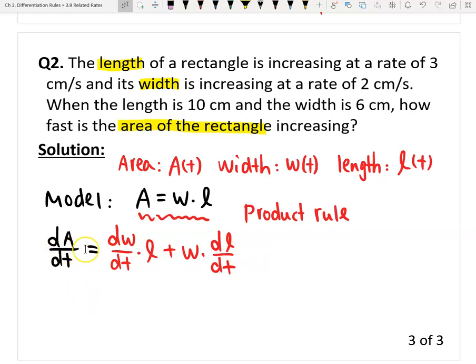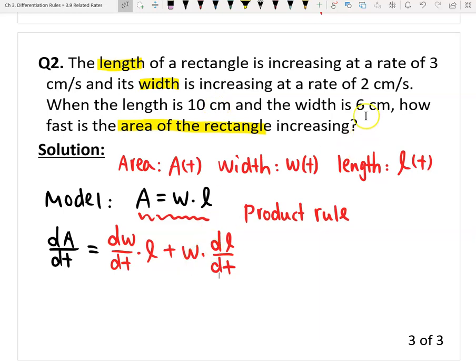Now let me go back to the third step, which is to resolve this equation. Can you see this equation will link all the related rates together? Which rate do we need to find? In the question, how fast is the area increasing? Which means the instant rate of change, or the derivative of the area, which is still the left side. Now we don't need to resolve, right? We look at the right side. Do we know the rate, the derivative of W, or the width? Yes, it's 2 centimeters per second. Do we know L? From the question, the length is 10.